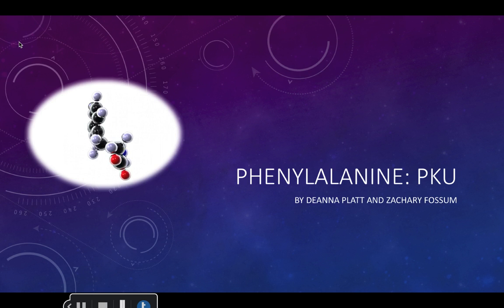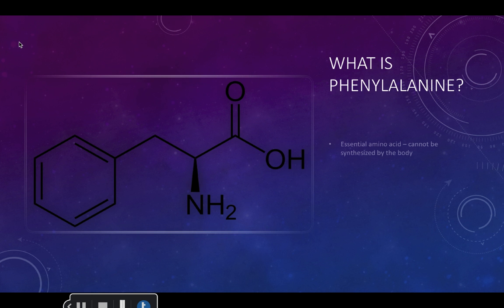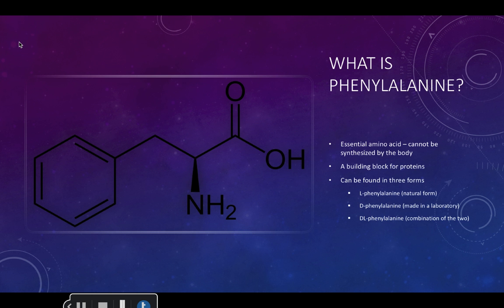This presentation is about the molecule phenylalanine, which is involved in the disorder PKU. First, we will go over a few facts about phenylalanine. There are 9 essential amino acids, and phenylalanine is one of them. Essential amino acids cannot be made by the body and must therefore be obtained from food.